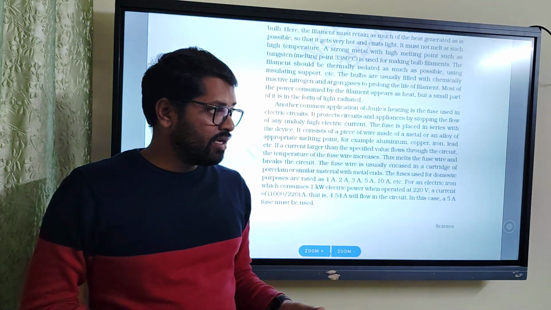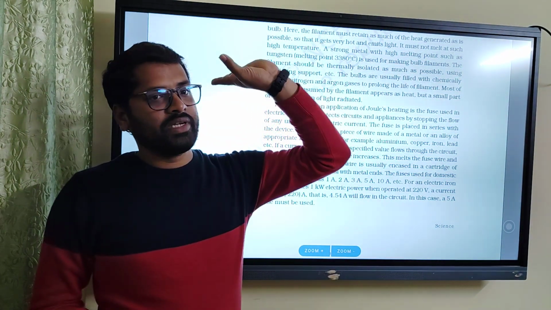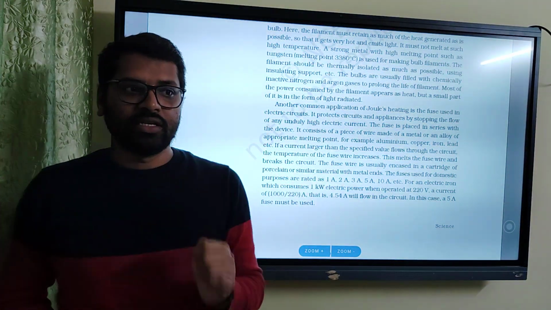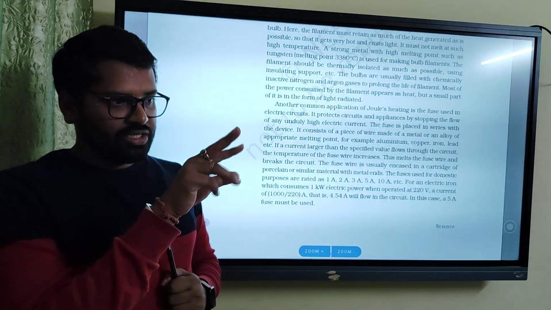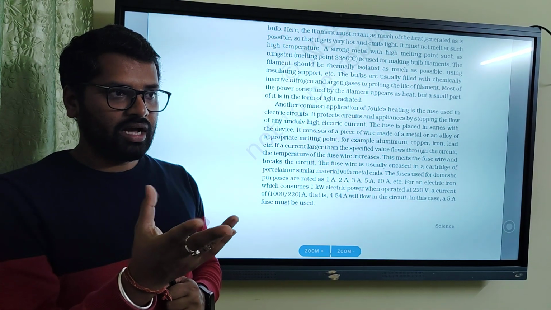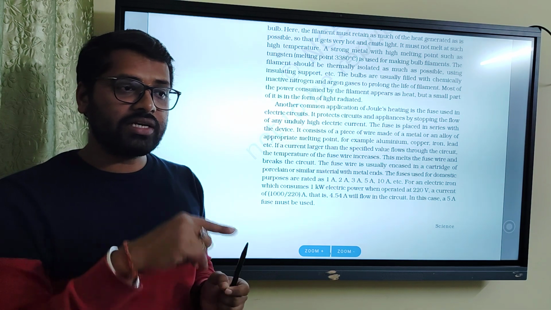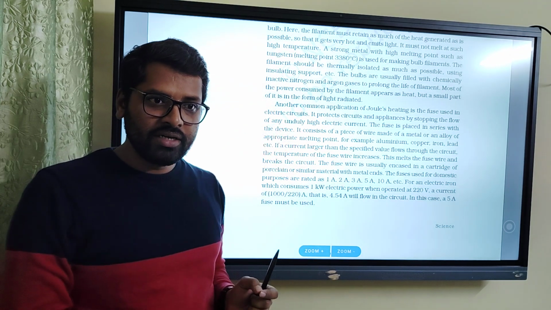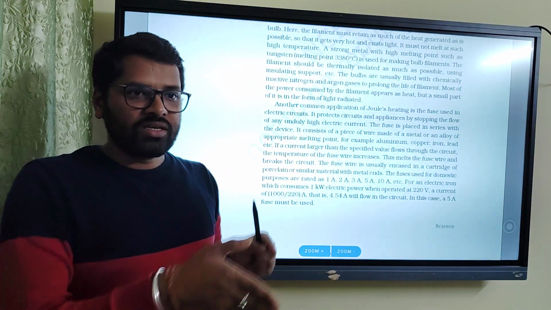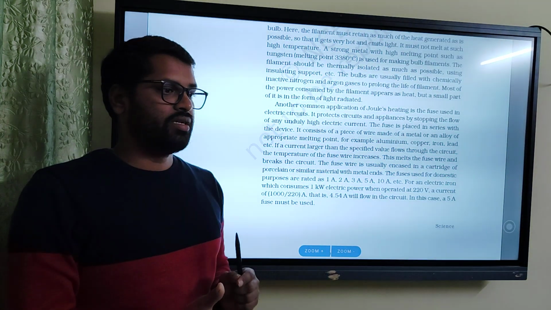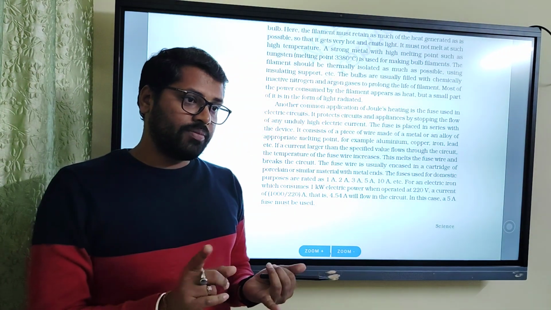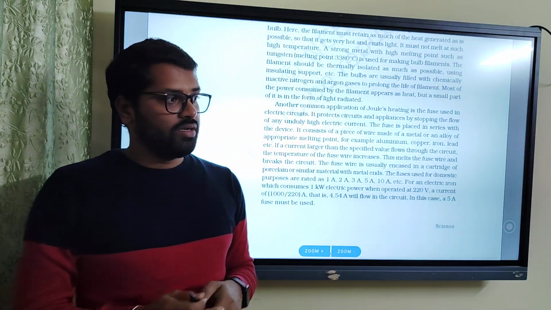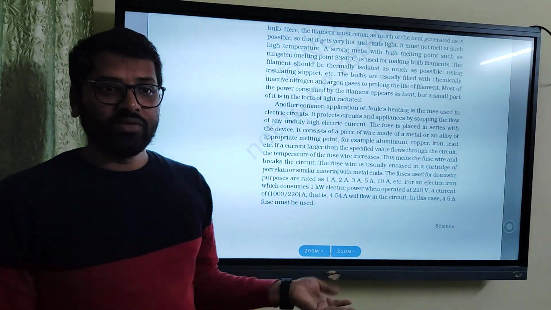If we don't use fuse, one by one all appliances may get damaged because all are connected in parallel. But fuse is connected in series, and whenever there is any change in current, it will melt, and when it melts, it will break the circuit. And you know that electricity will not pass if the circuit is broken. If you switch off, you will not get the current, because the switch breaks the circuit. Like that, fuse also will break the circuit. So it will protect us from damage, and fire hazards will not be there.